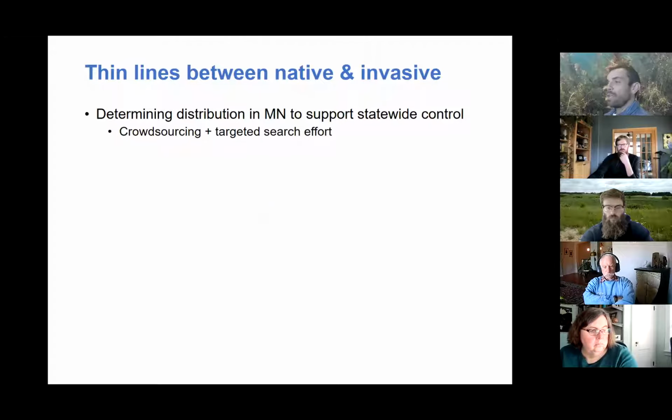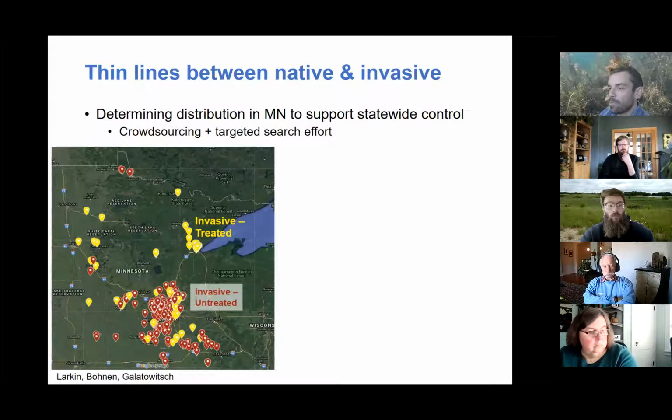So this is something that Sue and I and Julia Bonin have been working on with MACERC support over the last few years. And one of the things we wanted to do is determine the distribution of this non-native Phragmites in Minnesota to support statewide control efforts. So we did crowdsourcing, had people send us in samples from around the state, and then our own targeted search effort. And here's what we ended up with.